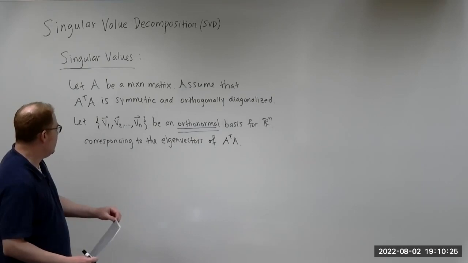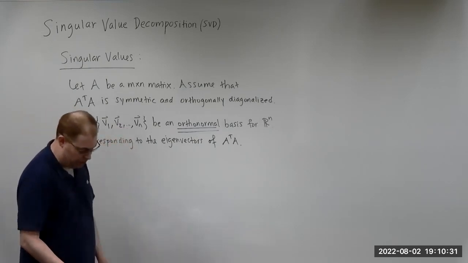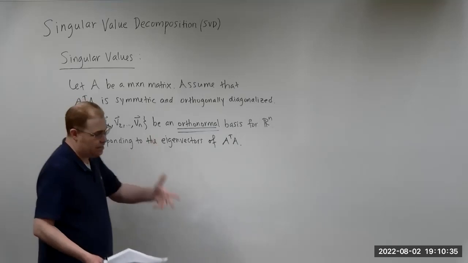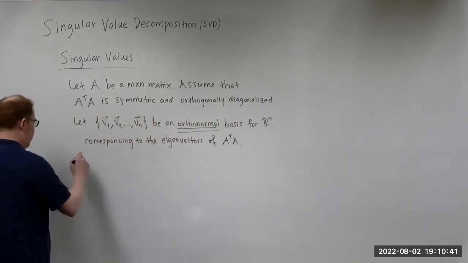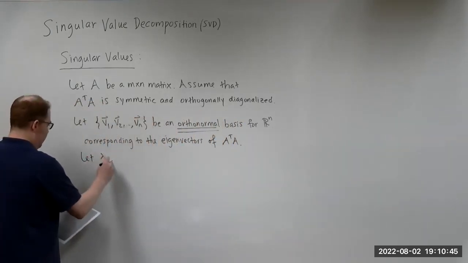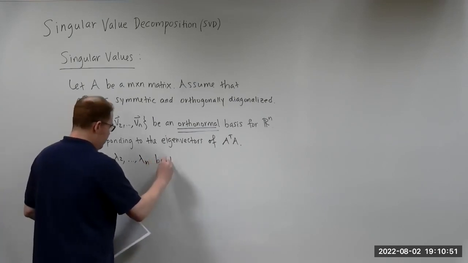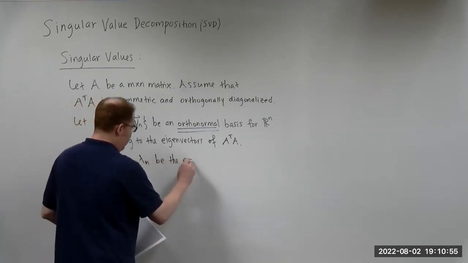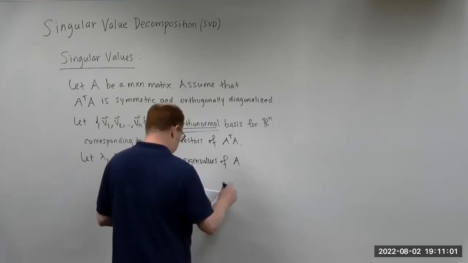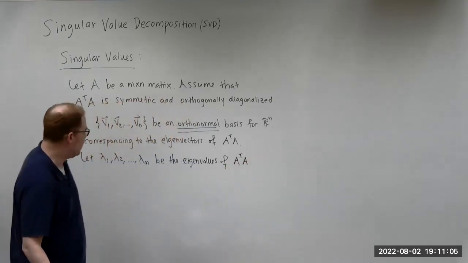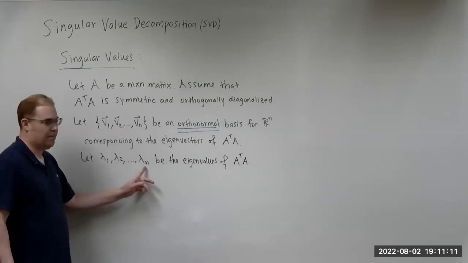All right, so these are the eigenvectors that we're denoting, okay? And of course, because we have eigenvectors, then therefore we have to have the corresponding eigenvalues by definition. Okay, so we're going to have lambda 1, lambda 2, and so on, be the eigenvalues of A transpose A. Okay, and we're going to assume that because each one of these is a distinct eigenvector, we're going to have n eigenvalues.